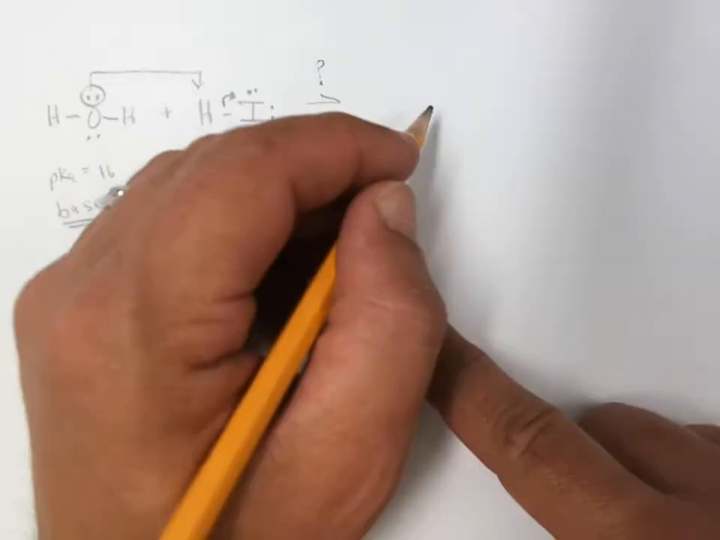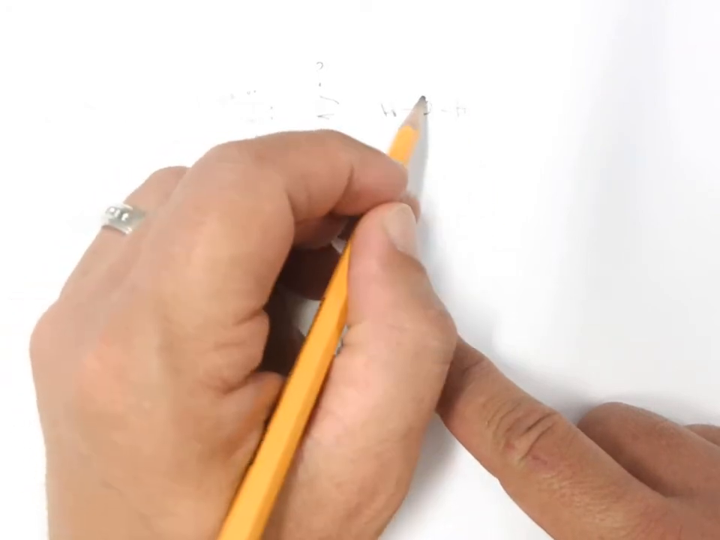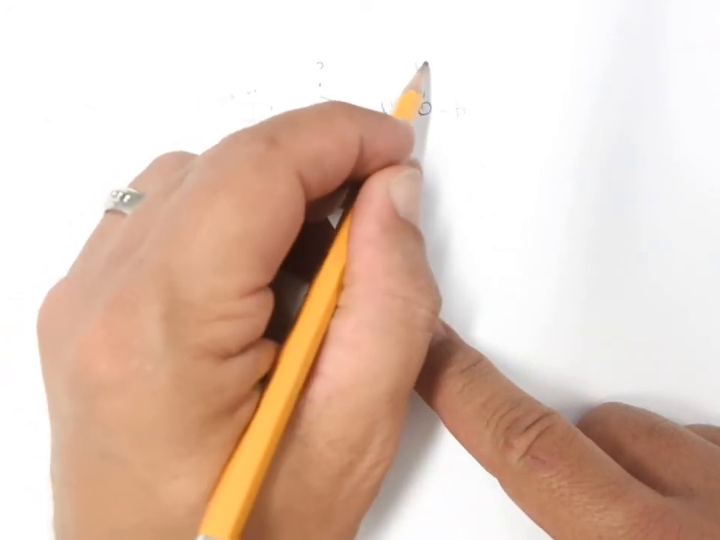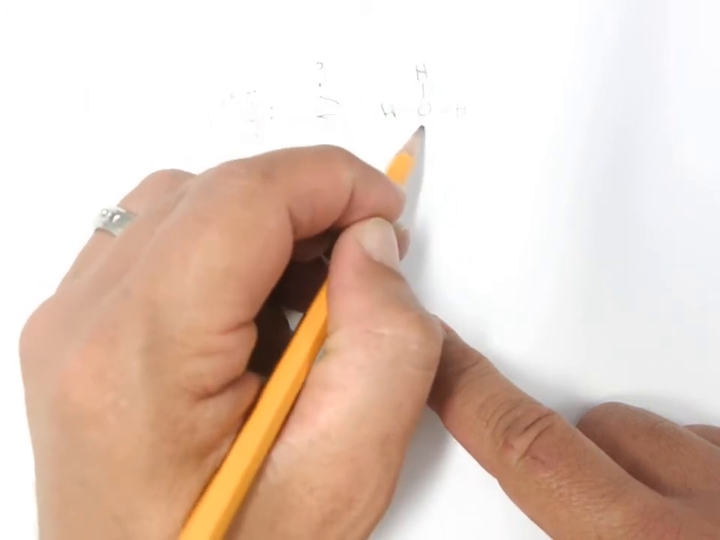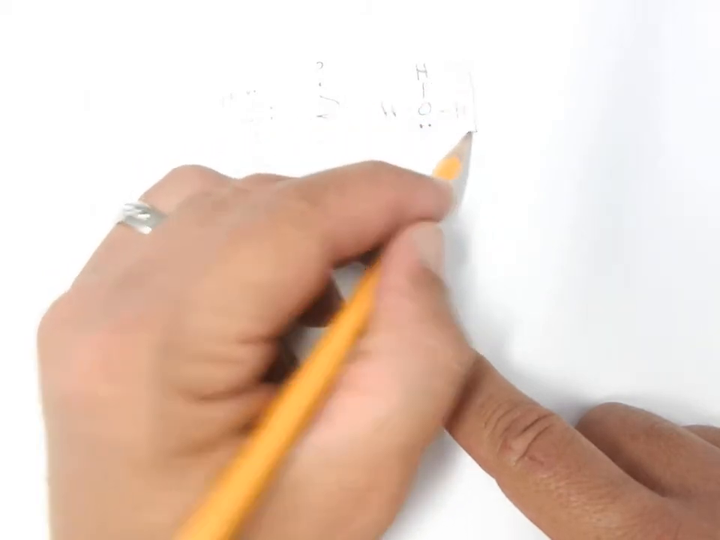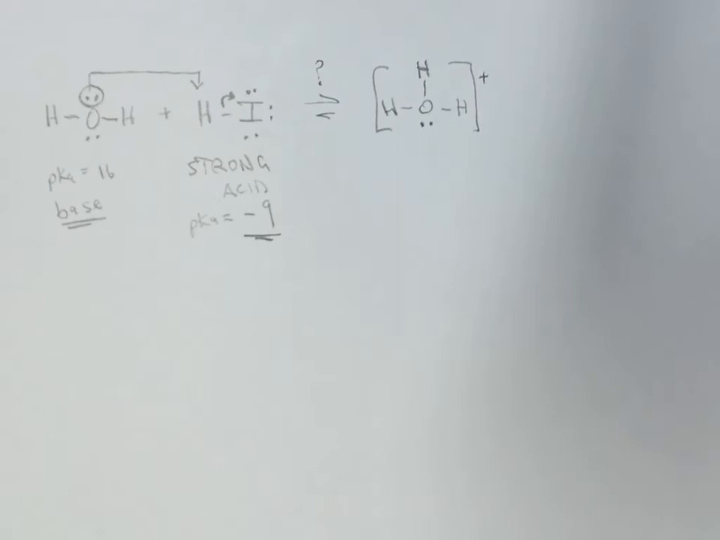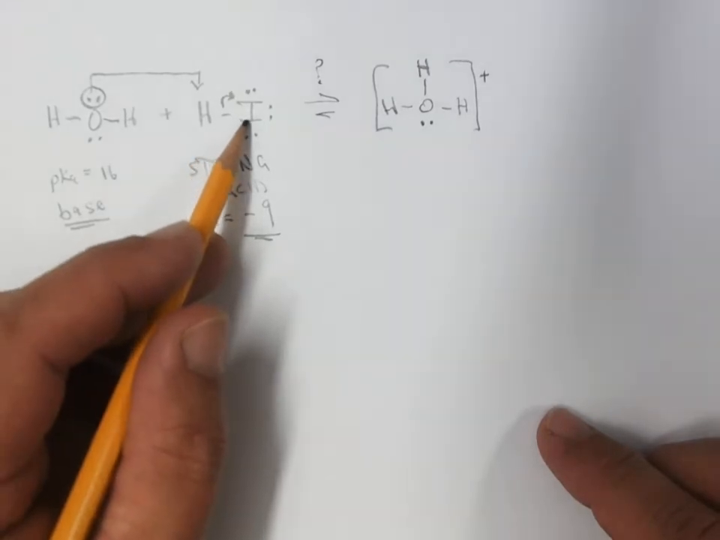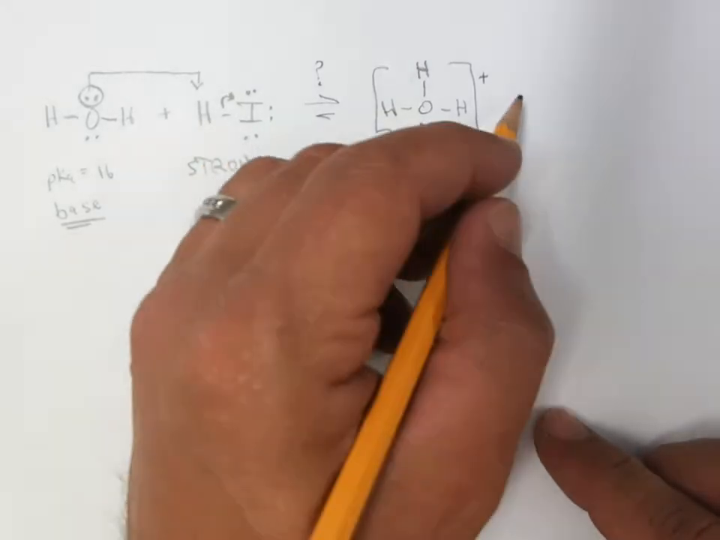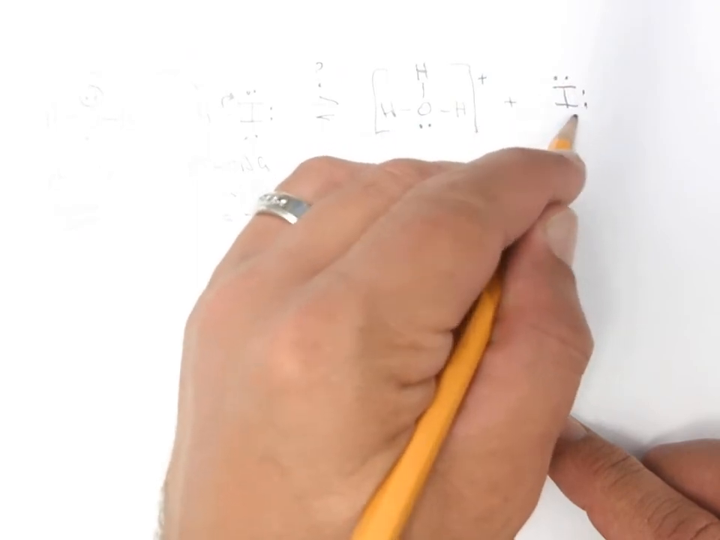When the water grabs the H plus, then what was a lone pair turns into a bonding pair, and that's going to give me the positively charged hydronium. So we've added the H and the plus to the water, making the H3O plus, and then as the iodine loses the H plus, that's going to make iodide the anion.